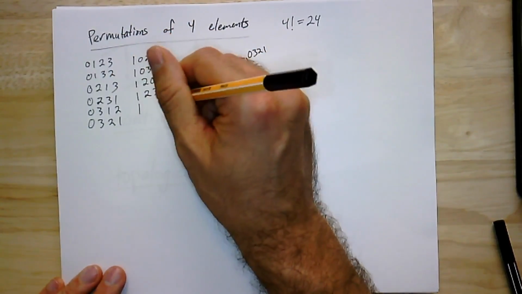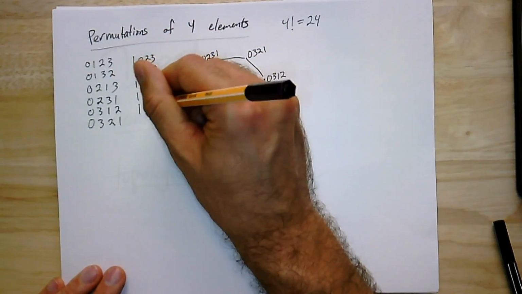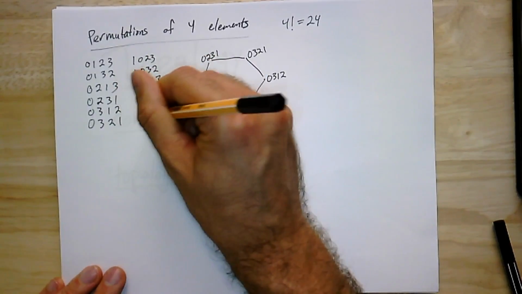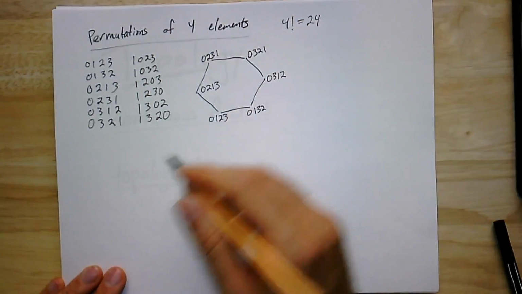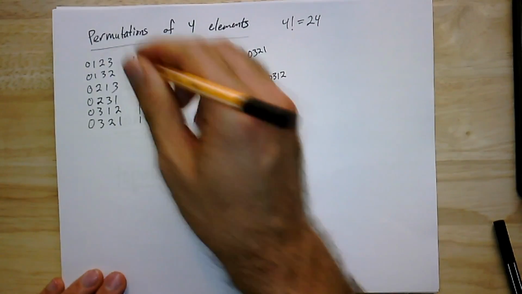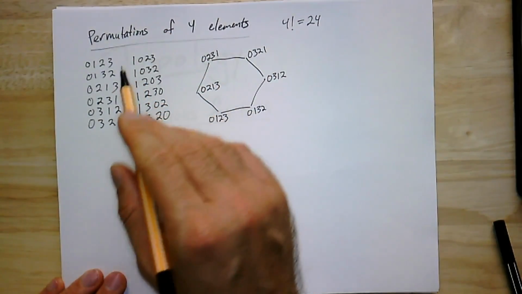I'm just doing these lexicographically again. It's the easiest way to remember that you get them all. Okay, and again, there's going to be a cycle of these. But first, let's also just see where there's adjacencies among these.